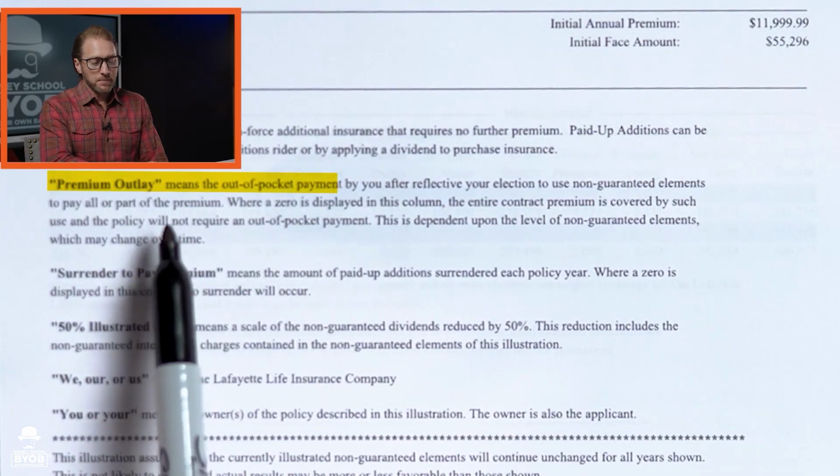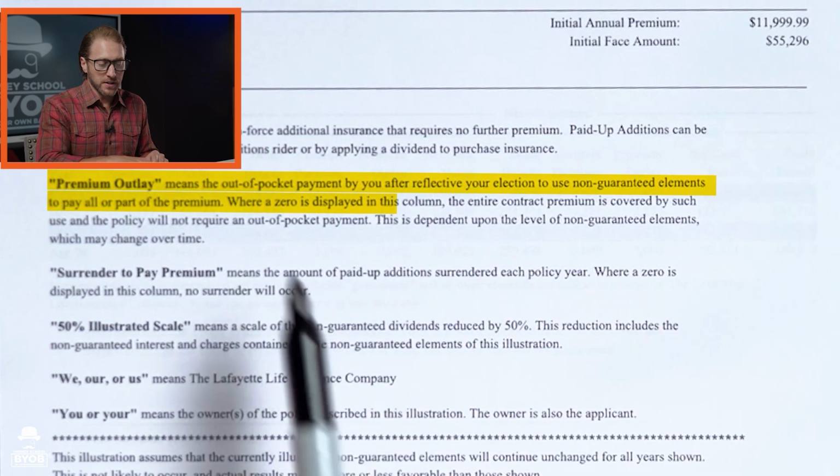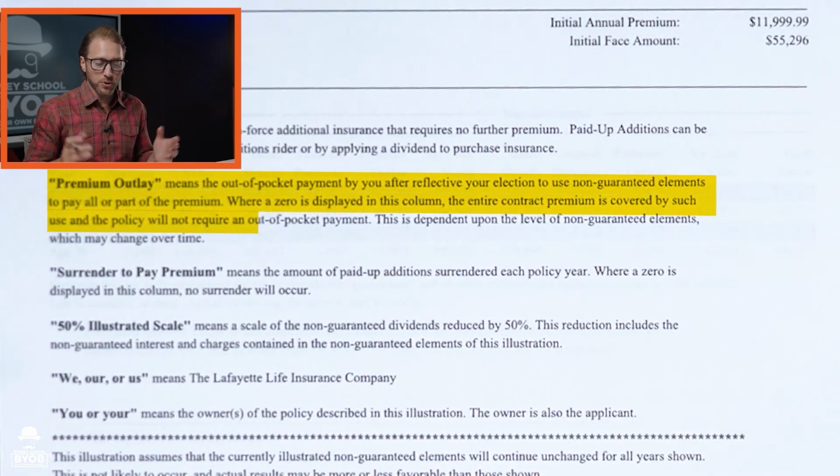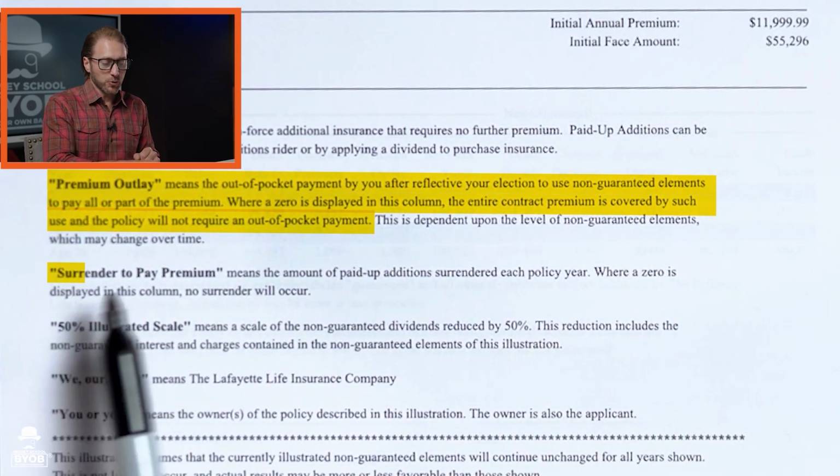And the next one is paid up additions. So we've covered this pretty well. I mean, you can read this, but essentially it's just that additional paid up additions rider that you're going to put money into. And a lot of times we'll do a dump-in into the policy, which I'll show you next. The dump-in would be all paid up additions, okay? Premium outlay means the out-of-pocket premiums that you've elected to put into the policy.